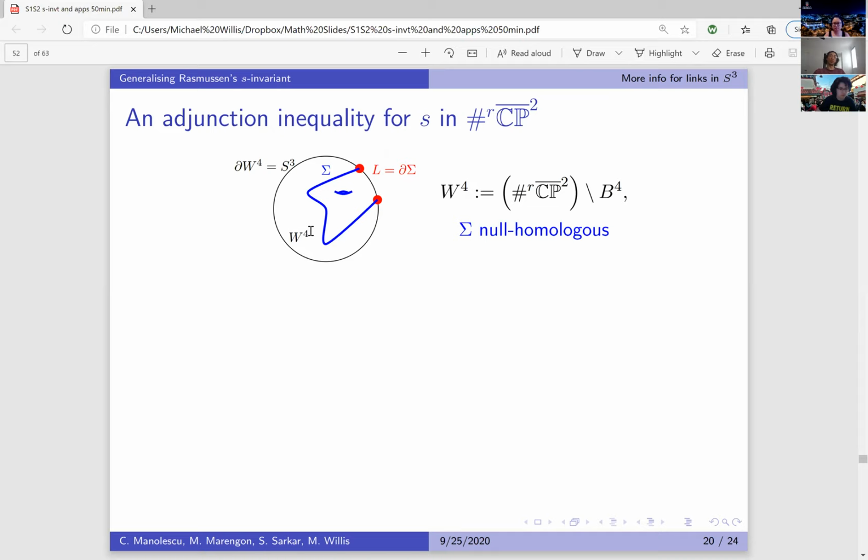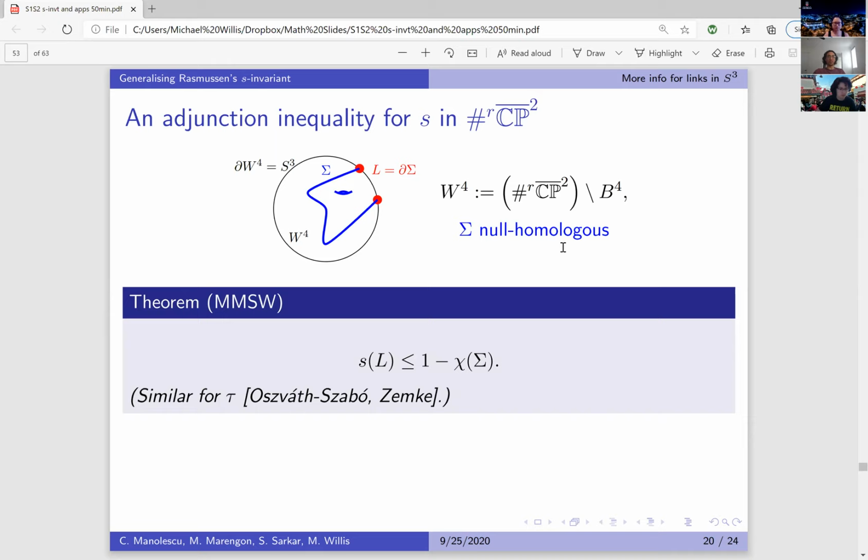Okay, so its boundary is a three sphere. I think about the link in that boundary three sphere, and I think about surfaces bounded by it. Now I do need this extra assumption that my surfaces are null homologous. But the theorem is, under these assumptions, the S invariant again provides a bound on the topology, or on the Euler characteristic of such surfaces.